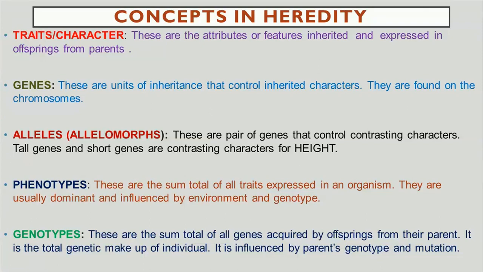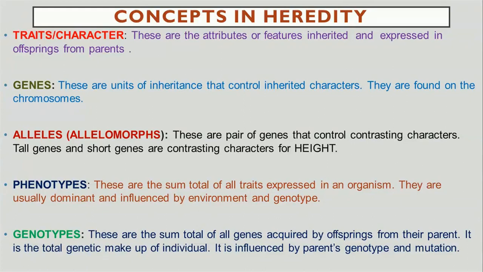Number two, we have genes. Genes are units of inheritance that control inherited characters, and genes are found on chromosomes. Another one we have to know about is what we call alleles, or you can call them allelomorphs. These are pairs of genes that control contrasting characters. For example, tall genes and short genes are contrasting genes for the character height. Height can be expressed in different ways, either as tallness or shortness. You can even have color as a character, and it can be expressed in different contrasting ways, such as red or blue, white or pink, and so on.